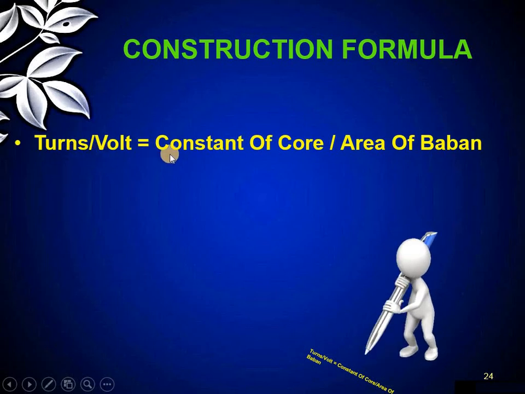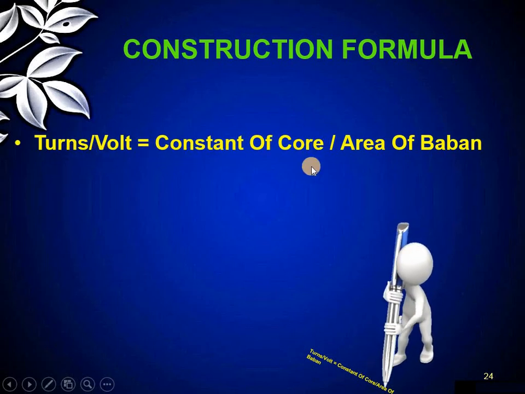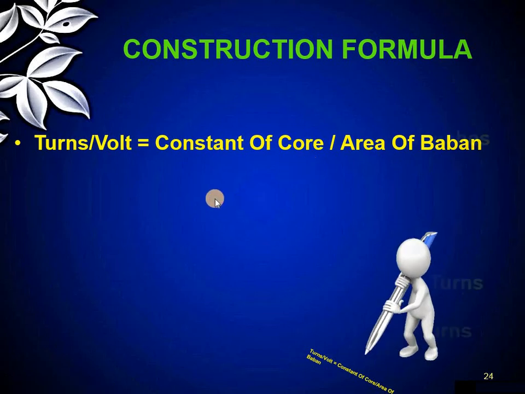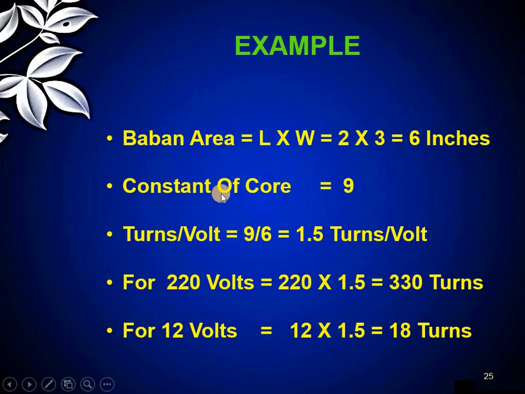Turns per volt is equal to constant of core over area of bobbin. Bobbin area is equal to length into width. 2 into 3 is equal to 6 square inches. Constant of core is equal to 9. We will use iron. Constant of core of iron is equal to 9. Turns per volt is equal to 9 by 6, which is equal to 1.5 turns per volt.